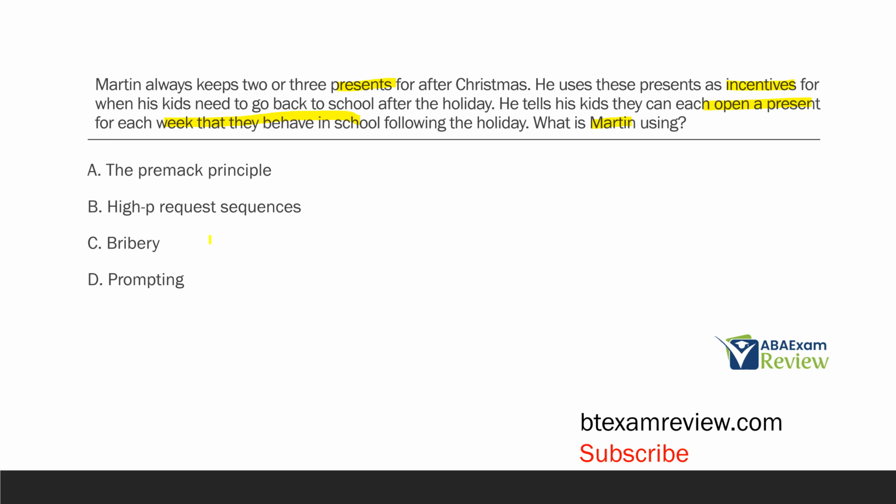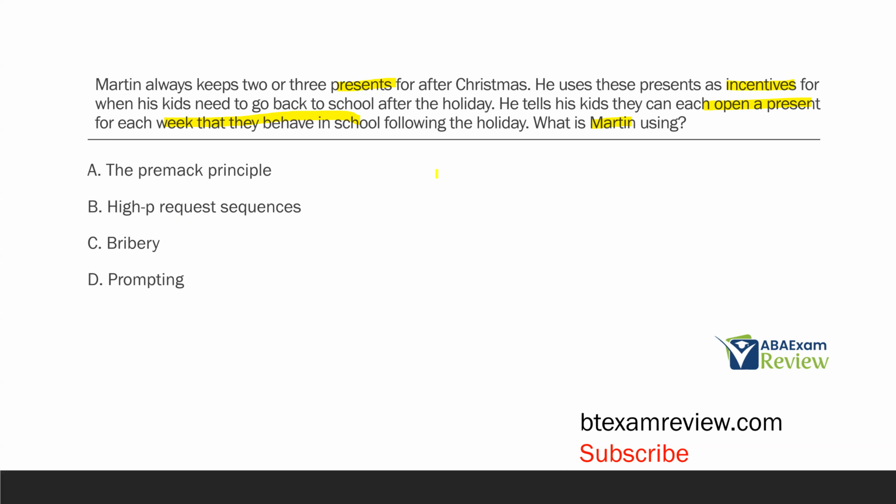Now, C, bribery. Why is this not bribery? Well, bribery occurs when you provide the incentive or reinforcer before the behavior happens. So if Martin were to give his kids a present before they went to school, and then he tells them after they open the present to behave, that's a bribe. A contingency is when that's reversed. Whenever you are using the reinforcer following the response. And that's how we have to do it in ABA. The response always needs to occur in order for the learner to gain the incentive. That's the difference between the bribe and the contingency. Martin's using a contingency here. He's not using a bribe.